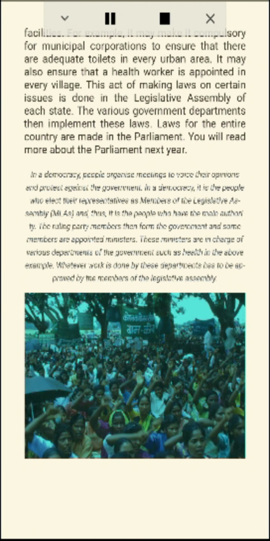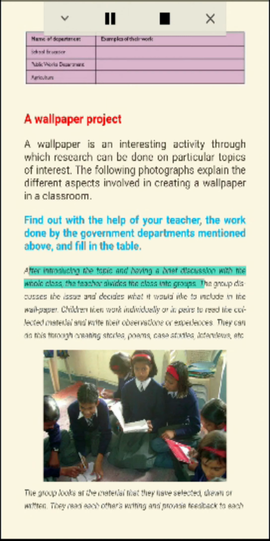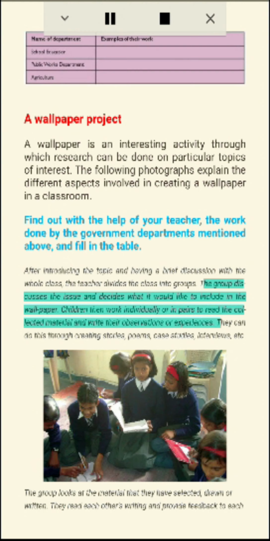A wallpaper project. A wallpaper is an interesting activity through which research can be done on particular topics of interest. The following photographs explain the different aspects involved in creating a wallpaper in a classroom. Find out with the help of your teacher the work done by the government departments mentioned above, and fill in the table. After introducing the topic and having a brief discussion with the whole class, the teacher divides the class into groups. The group discusses the issue and decides what it would like to include in the wallpaper.